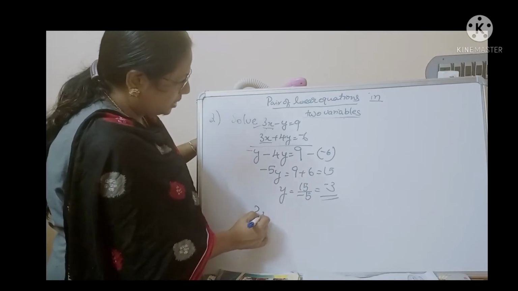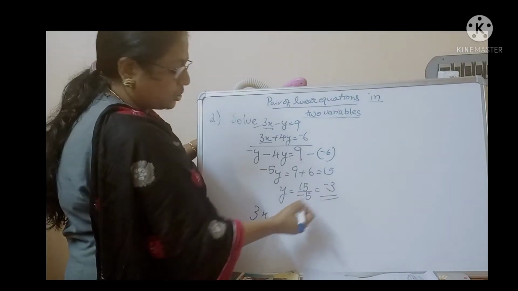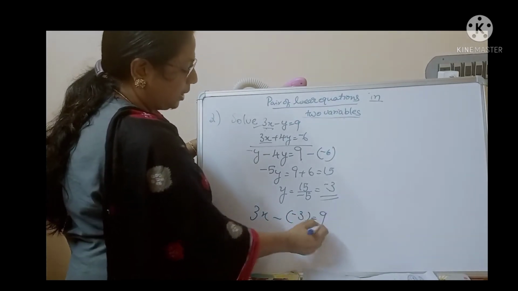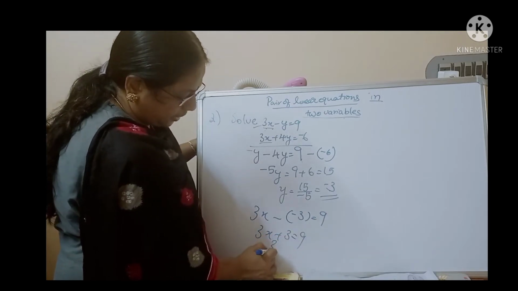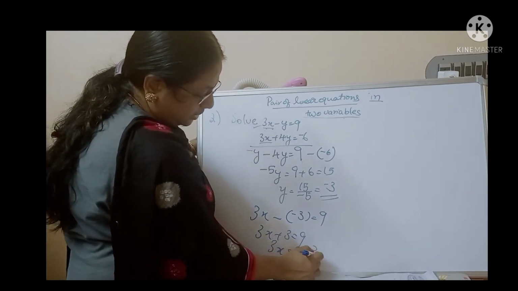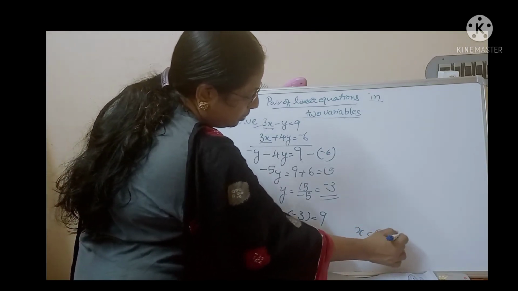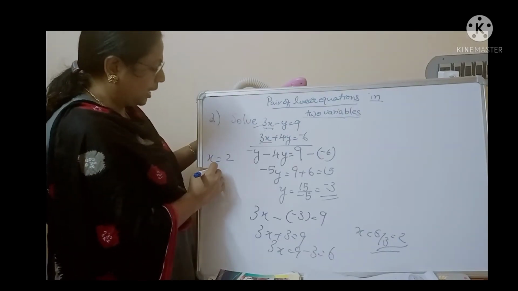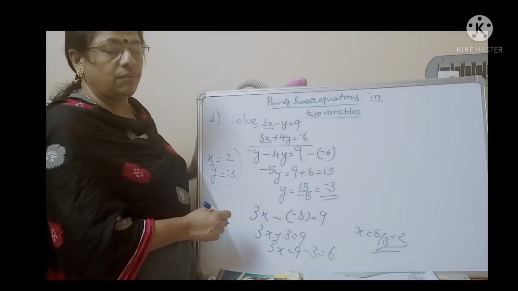Since y is negative 3, 3x minus negative 3 is equal to 9. So 3x plus 3 equals 9. 3x is equal to 9 minus 3, equal to 6. So x is equal to 6 by 3, equal to 2. So x is equal to 2 and y is equal to negative 3. These are the values of x and y.